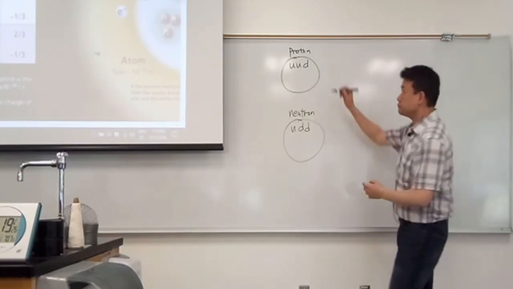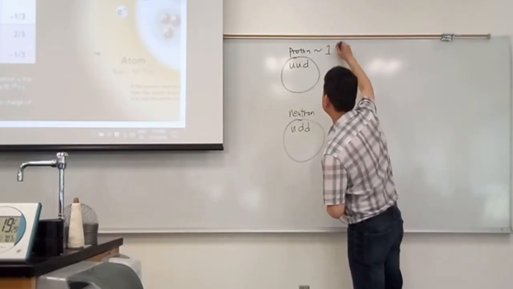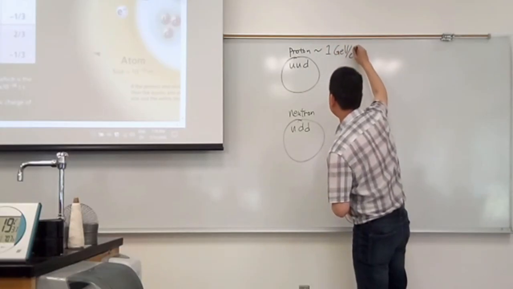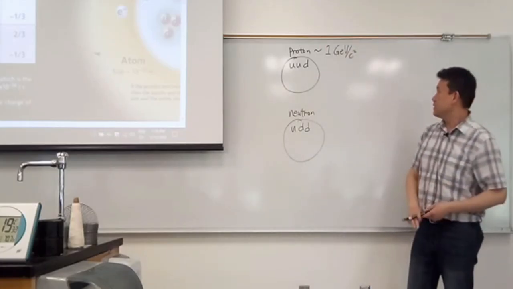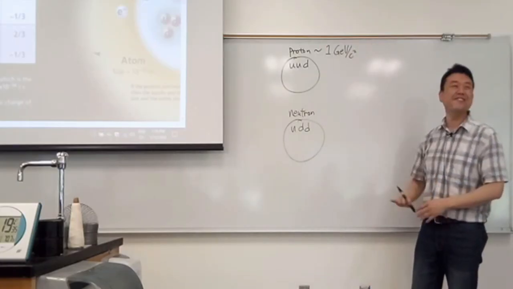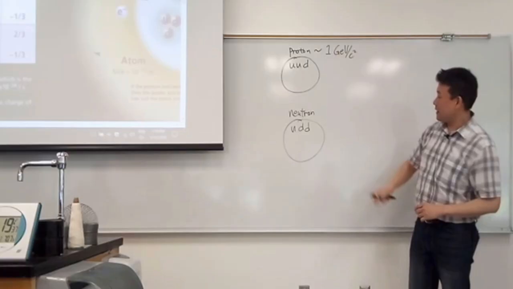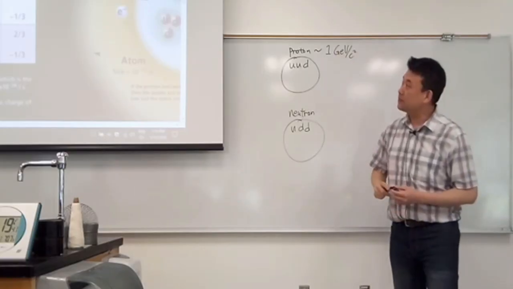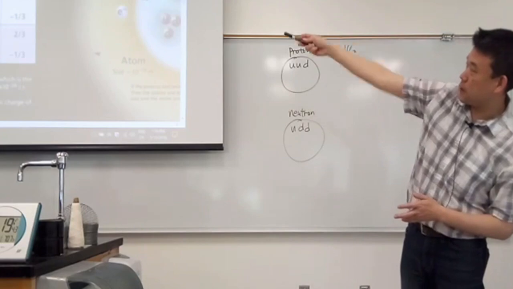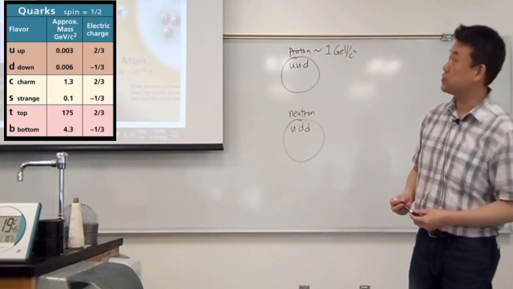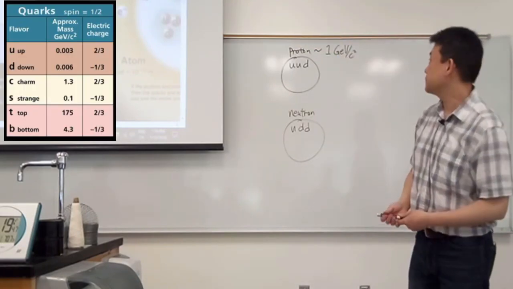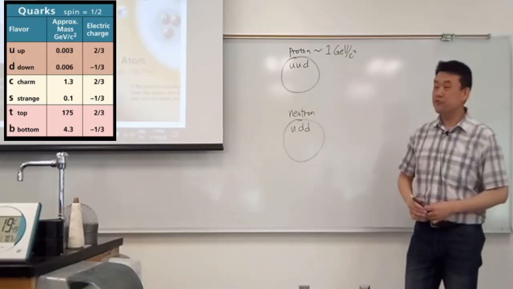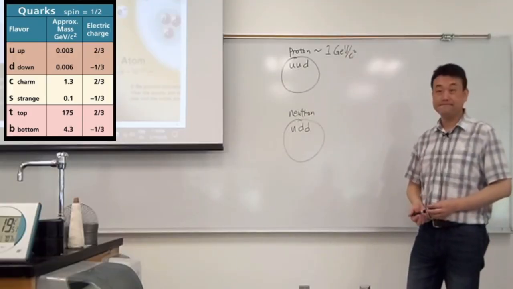1 GeV. Yeah, about 1 GeV, right? Per c squared, if you're being consistent with the units. And the neutron is also about 1 GeV per c squared. Now, I invite you to look at the mass of the up and down quarks. Those are in units of GeV. Does this look like about 3 times up and down quarks?